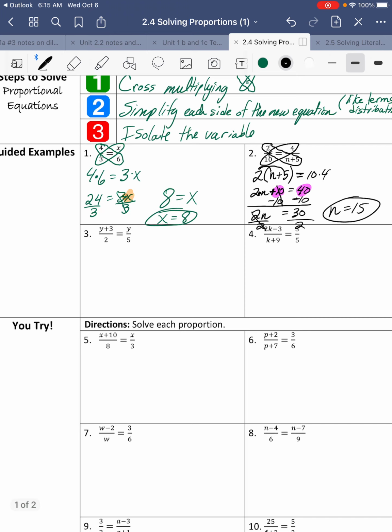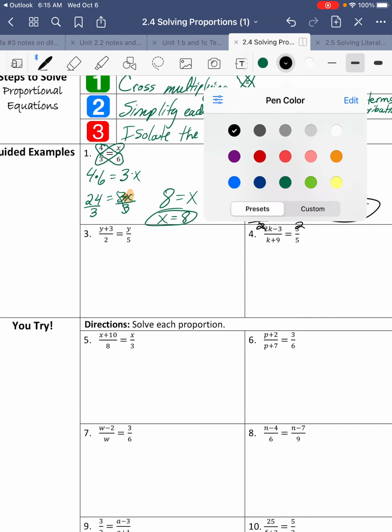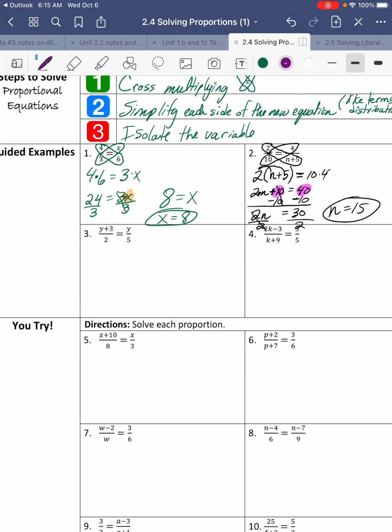Keep moving on. Number 3. We have top left numerator times bottom right denominator. So we have y plus 3 times 5. You can write the times 5 on the right. I'm going to actually write it on the left. That's the commutative property of multiplication. So you can multiply in any order you want as long as you have multiplication. You have 2 times y. Typically, we write the variable on the left, so I'm going to write 2 times y just like that.